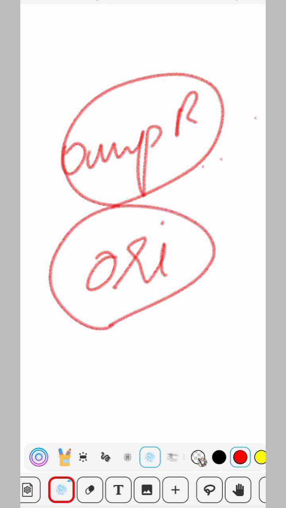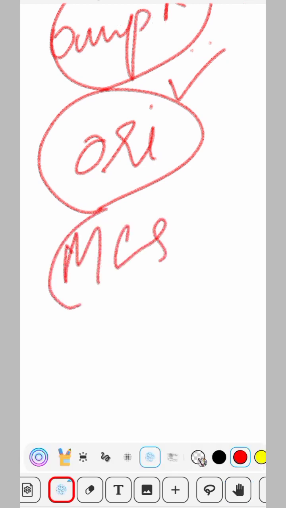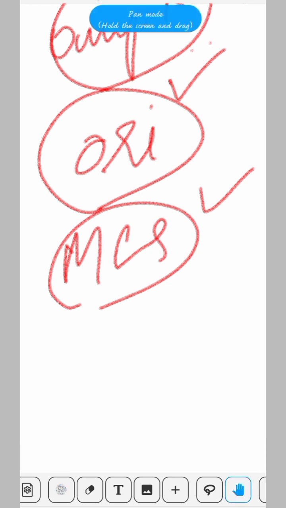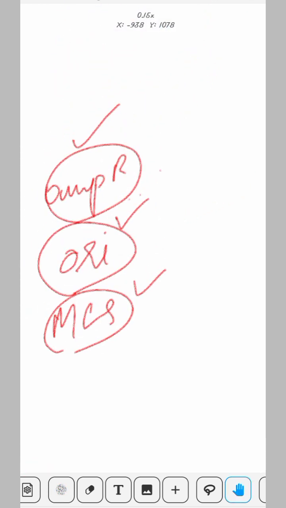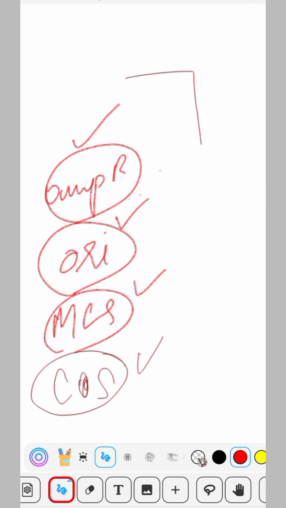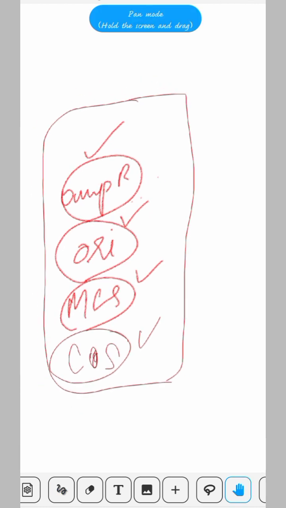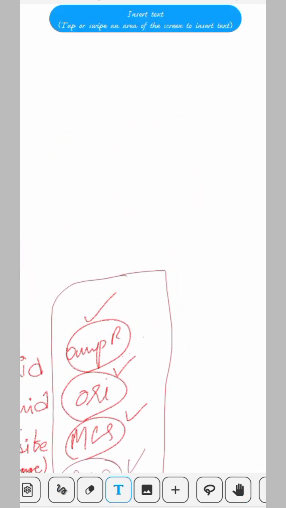These two things are necessary for a cosmid. And another thing was the multiple cloning sites. These three things are very necessary for a cosmid, and definitely the cos sites. How can you forget them? All these things are very necessary to make up a cosmid.